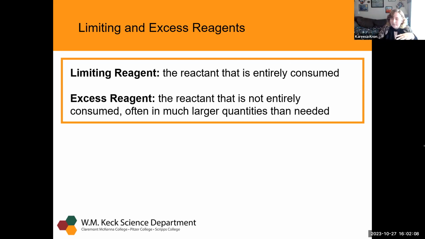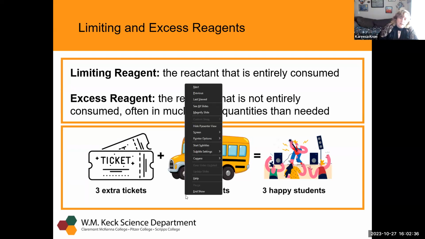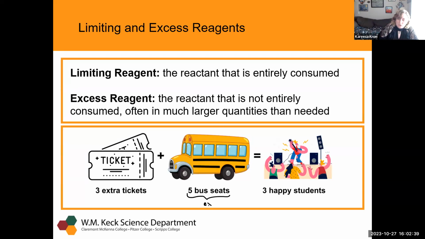And a non-science example of this is if I have 3 extra concert tickets and 5 bus seats to potentially get to a concert, and I'm giving these away for free, the limiting reagent for me producing students is the ticket. Even if I have 5 bus seats, I can't take more than 3 students to the concert because we don't have enough tickets. And so if we're talking about an excess reagent, we're going to end up with extra bus seats, and we're going to be limited in how many people we can take by the tickets.